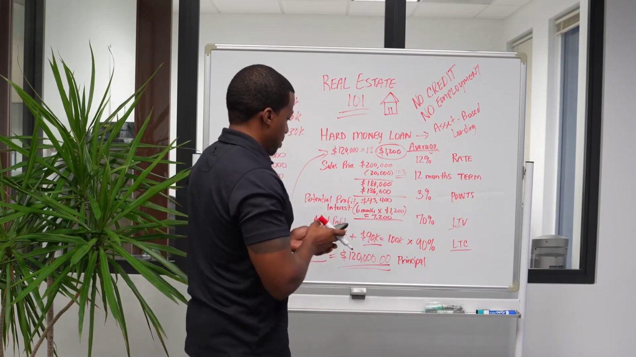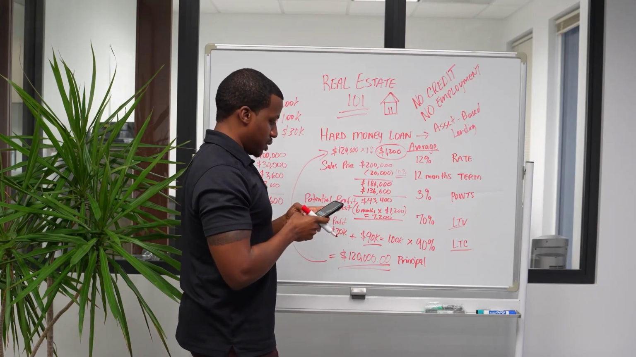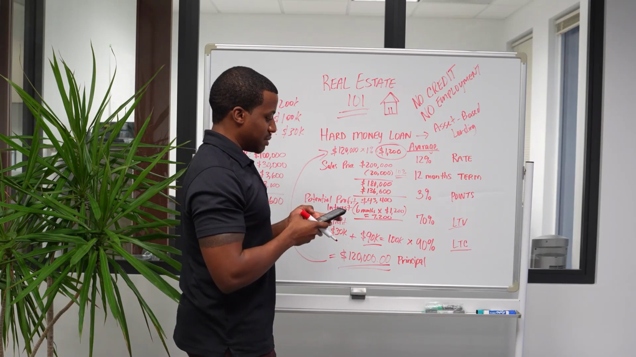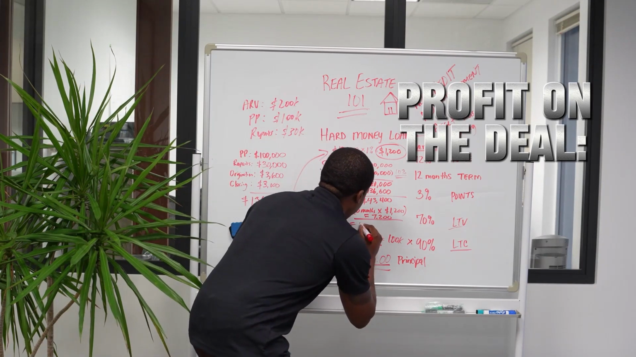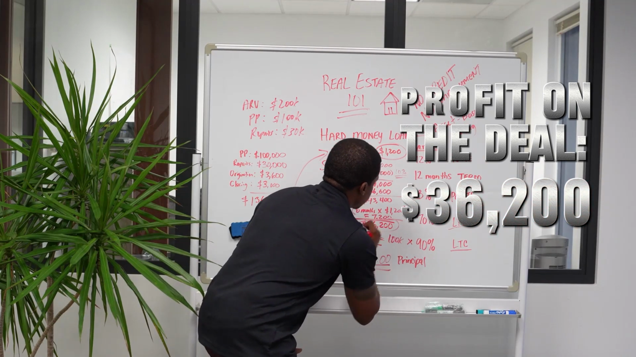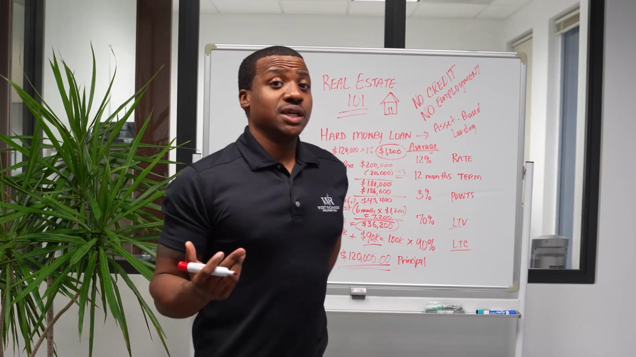Now I've gotta put this up on my phone. I'm pretty good at math, but I don't wanna get this wrong. So we've got $43,400 minus $7,200 of 6 months of interest. Our profit on the deal is $36,200. Now the question I have to ask for you guys was that hard money really too expensive?